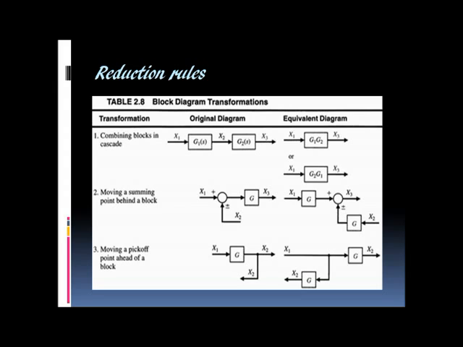When we're moving a branch point ahead of a block, we find that the branch will get a new block which is the same as the block ahead of which you're moving the branch point. So when you're moving a branch point ahead of a block, the branch from the branch point will get a new block which is the same as the block ahead of which you're moving the branch point. This is the third rule.